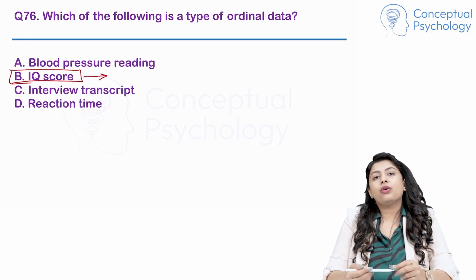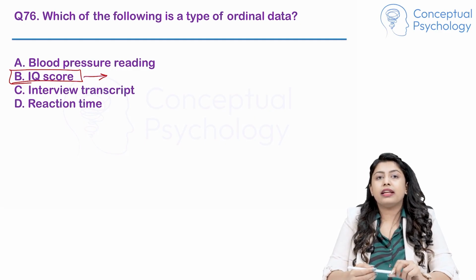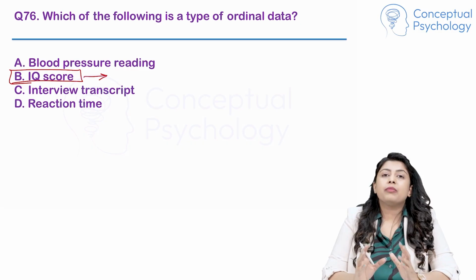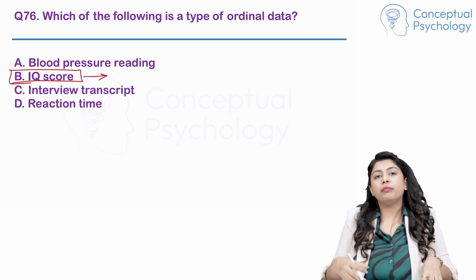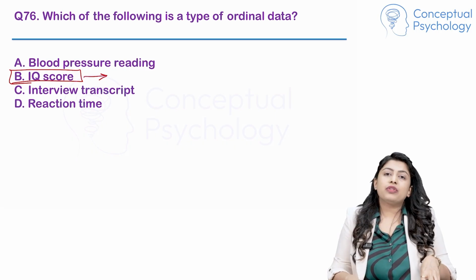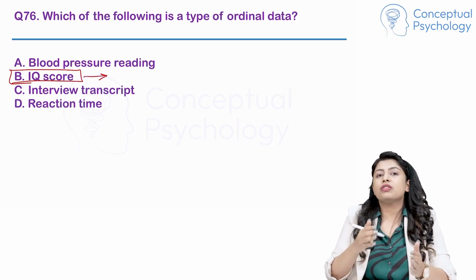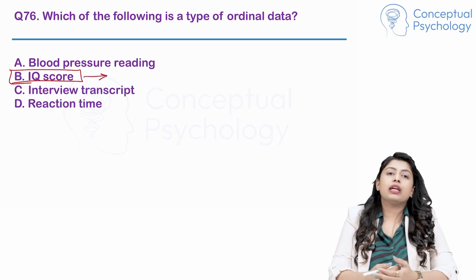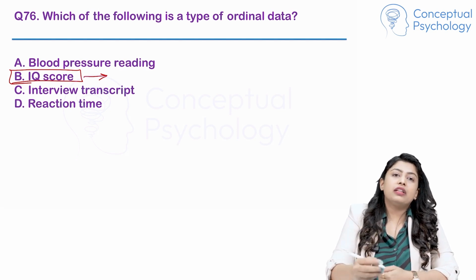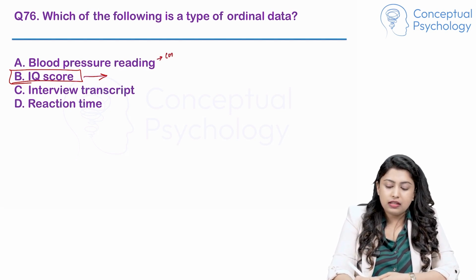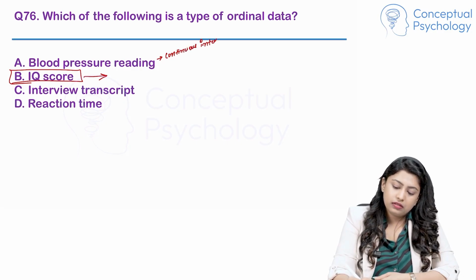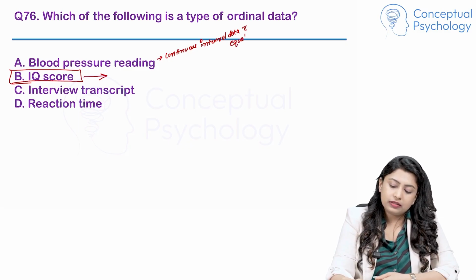So, while IQ scores are often treated as interval data, they technically represent ordinal data because the intervals between scores may not be truly equal, and they represent ordered categories of intellectual functioning rather than precise measurements on a continuous scale. Okay, so the blood pressure reading is continuous interval data with equal intervals.